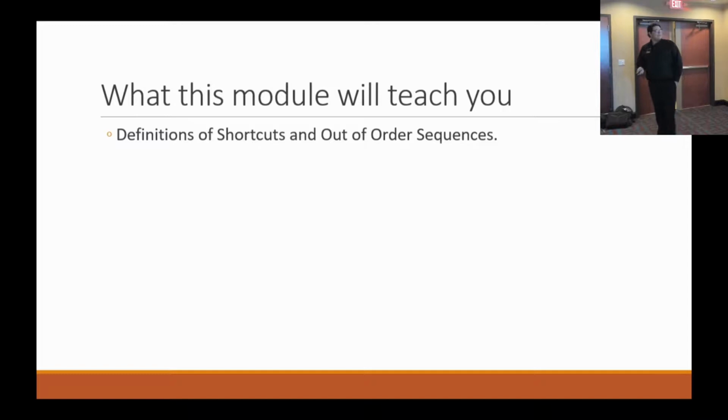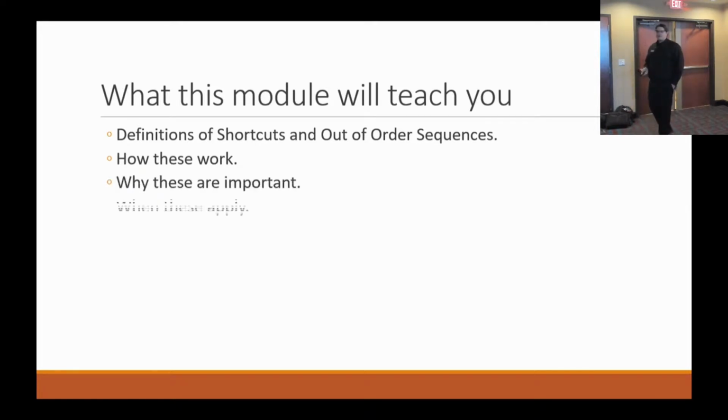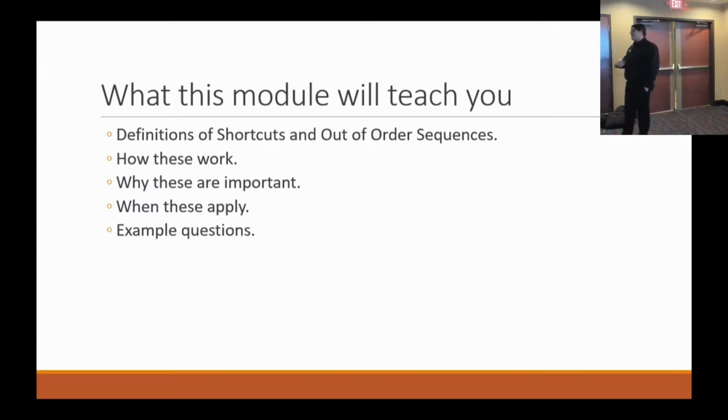My hope for you for today is what you learn from this module is a definition of shortcut and out-of-order sequences. These are available in the MTR, which you should all have through Judge Core or Guide, depending on if you're Android or Apple. We're going to talk about how these work. We're going to talk about why these are important. We're going to talk about when these apply. And lastly, because I'm a huge fan of hands-on knowledge, we're going to have some examples.